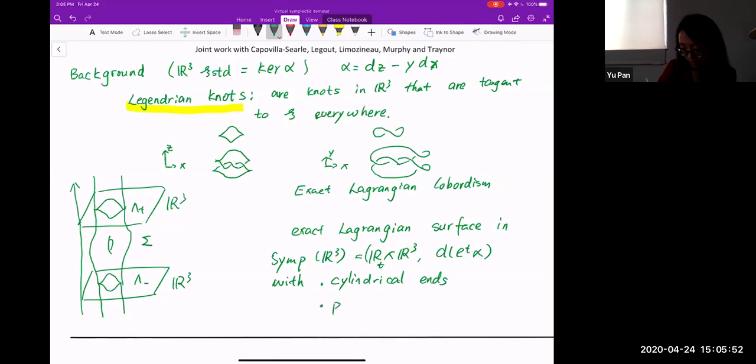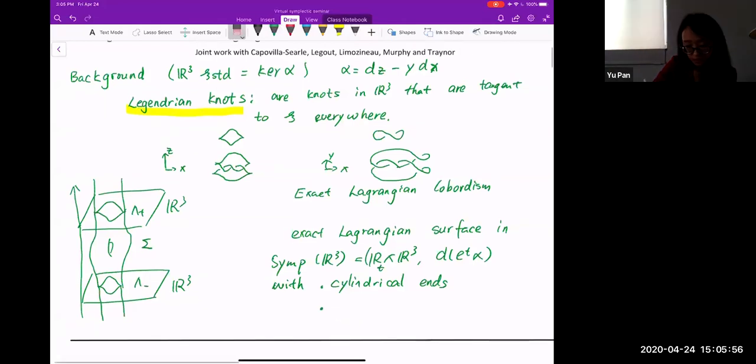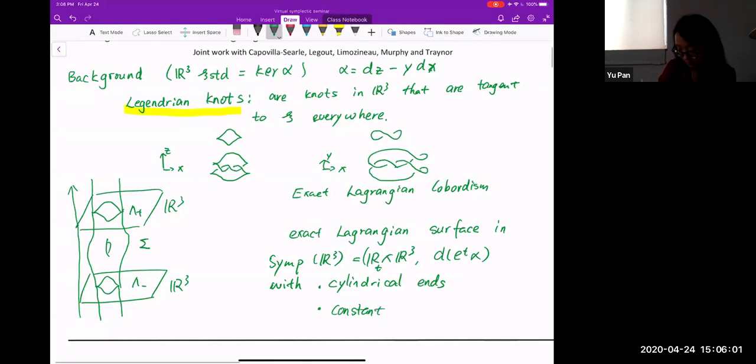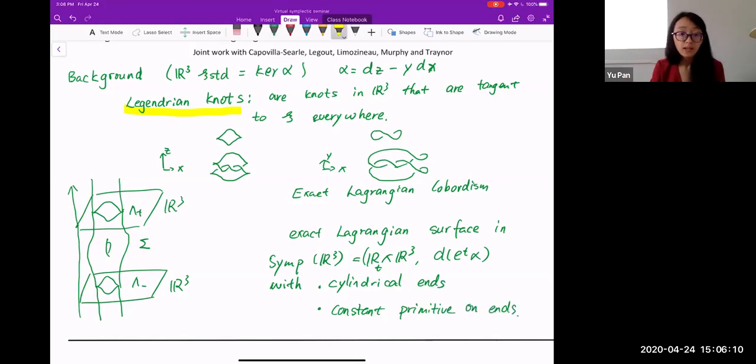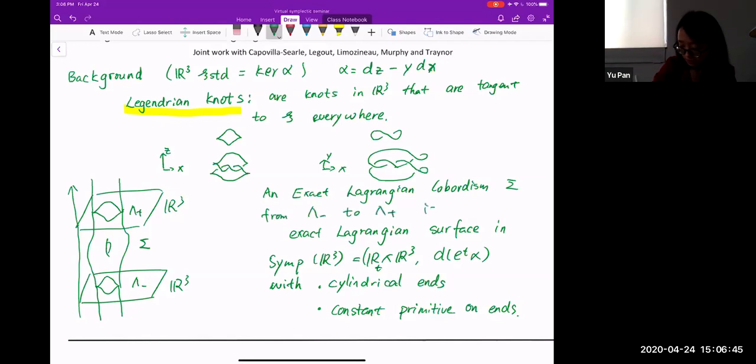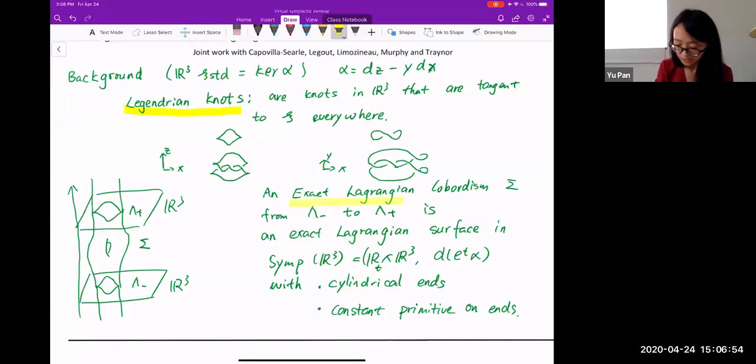And also we want it to have a constant primitive on the ends. The condition exact Lagrangian basically just says the surface is some Lagrangian projection of some Lagrangian surface, and the conical primitive on the ends is a technical condition we want in order to concatenate different cobordisms. All right, so when we have such a surface, this is called an exact Lagrangian cobordism from lambda minus to lambda plus. So that's the Lagrangian surface we are going to look at.